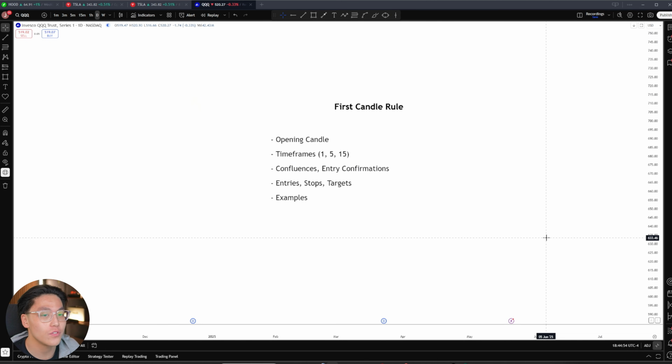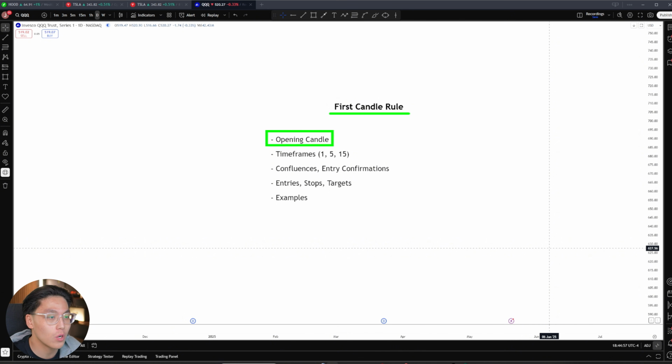Okay, so in today's video, we're going to talk about the first candle rule and why the first candle rule is so important when it comes to trading. Some things we're going to talk about regarding the first candle rule is the opening candle, why that opening candle is so important and tells you everything that you need to know.